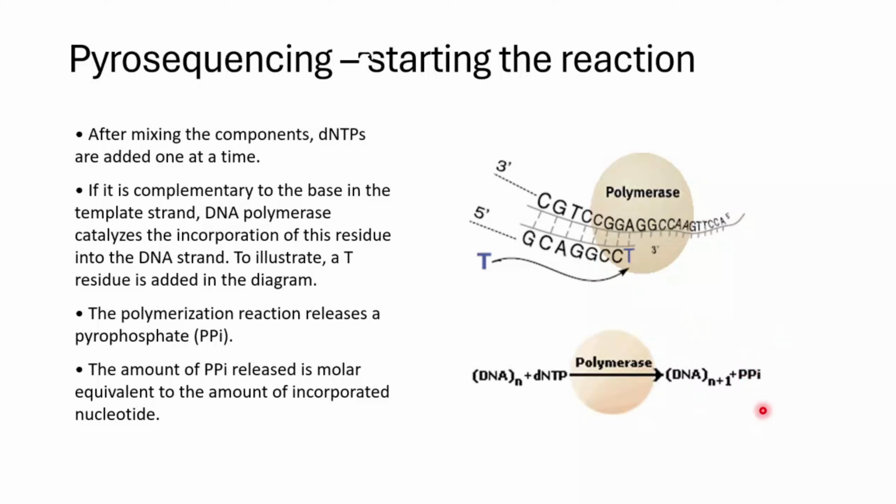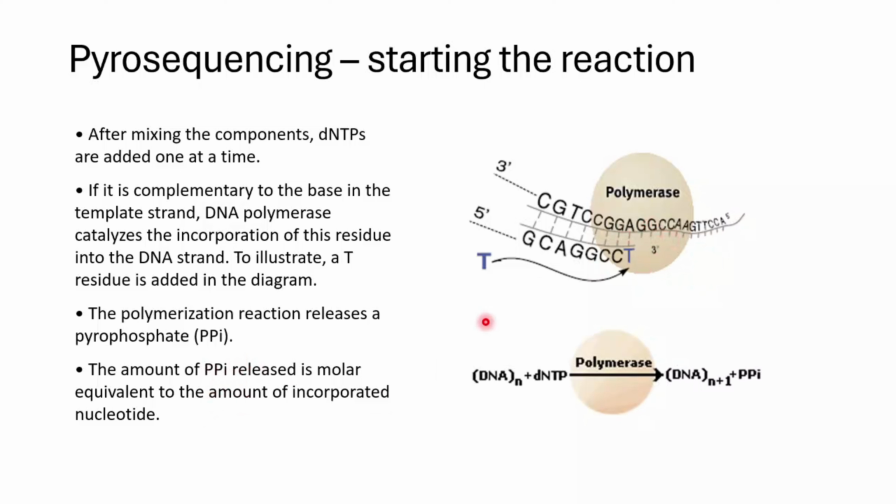Okay, the amount of pyrophosphate released is basically proportional to the amount of nucleotide incorporated, because you can have multiple T's that go in a row, right? So you need to detect that. So if there's 3 T's that are added in a row, you need to differentiate between 3 T's and 1 T being added, and that's just the amount of pyrophosphate being released.